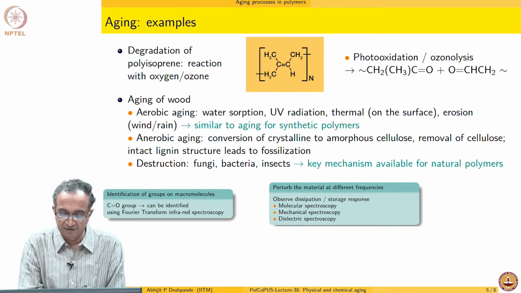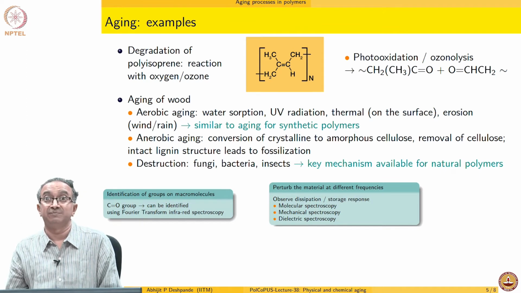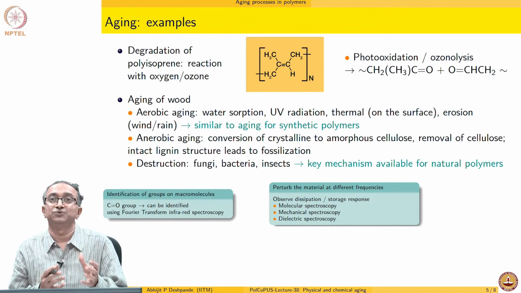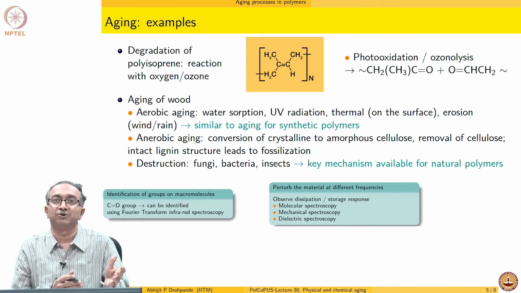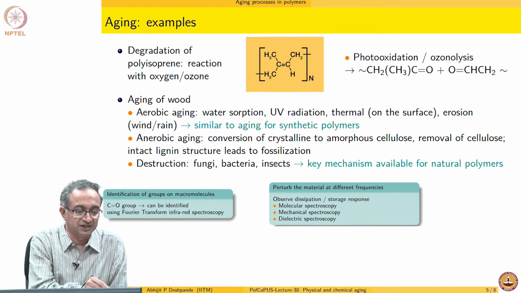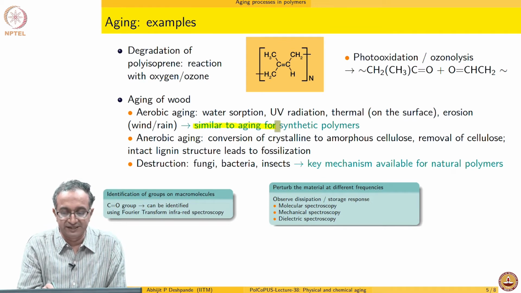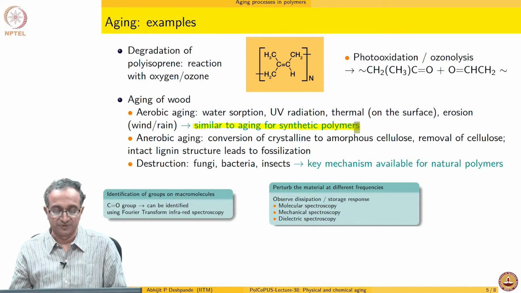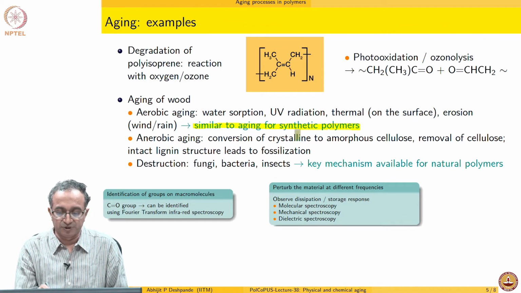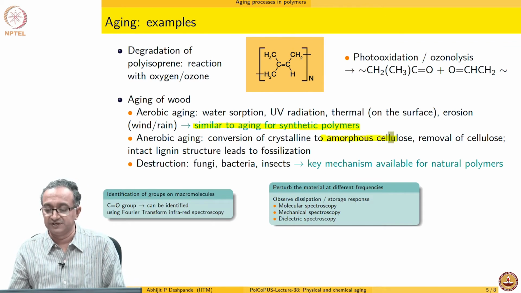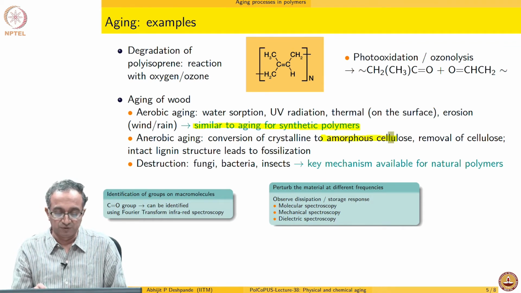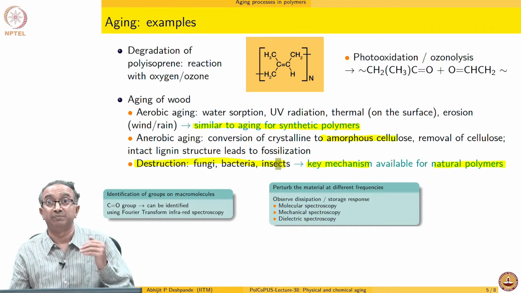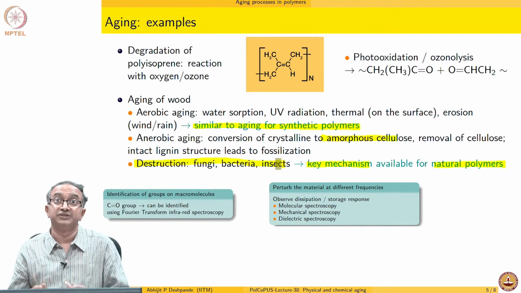One of the key things from the point of view of sustainability is to contrast these two aging materials, natural rubber on one side and wood on the other. The key difference is that aerobic aging, where you have thermal or UV radiation induced chain scission or cross linking reactions, is available in neoprene also. Similarly, processes changing from crystalline to amorphous are also available. But the key mechanism which is different for natural polymers is macromolecular breakdown due to biological processes.